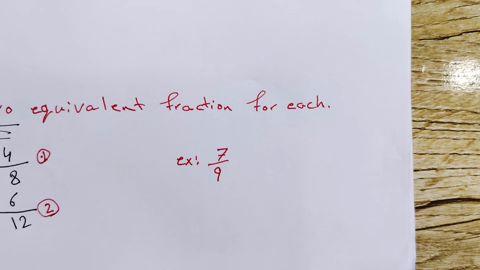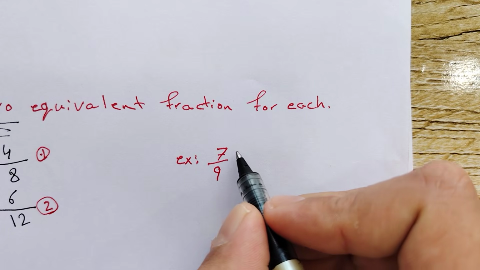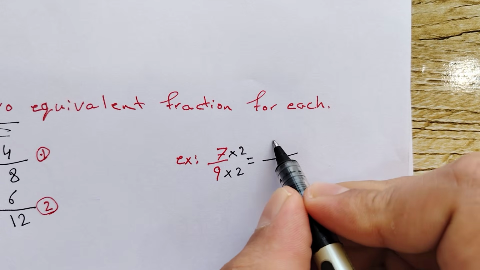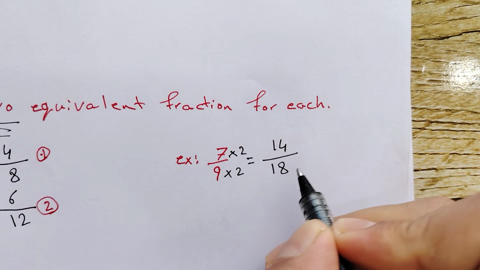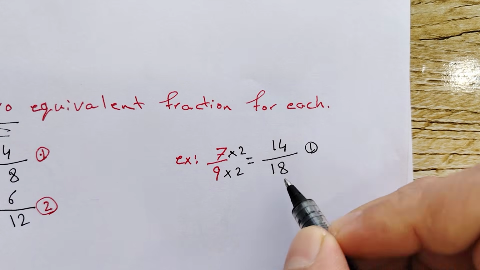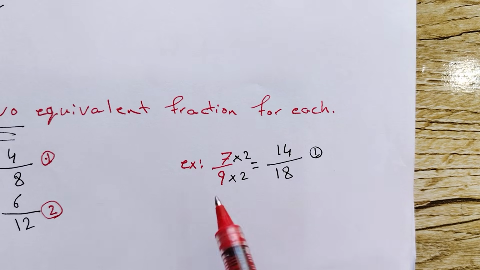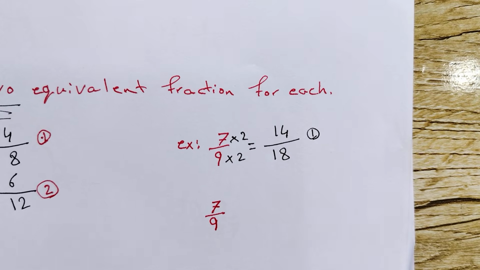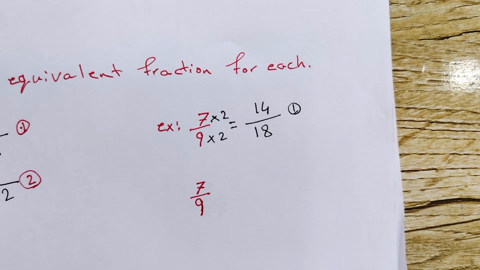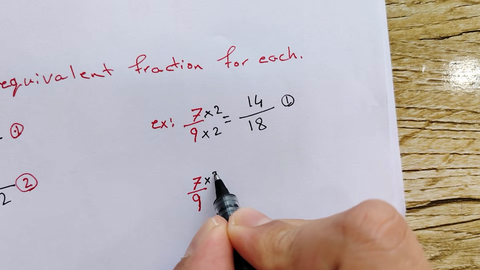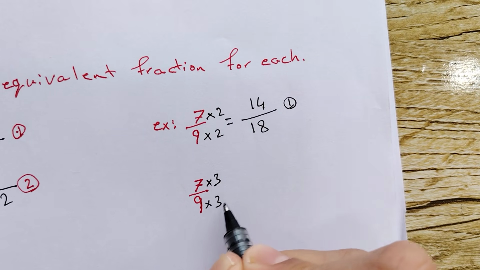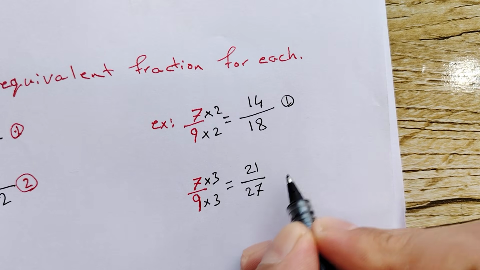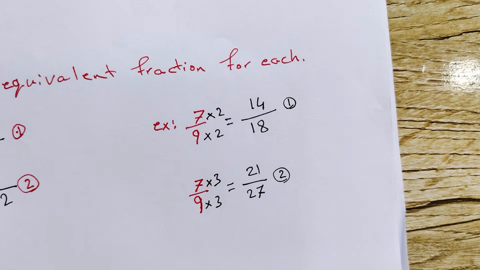Another example, 7 over 9. Say we multiplied by 2 first. It will be 14 over 18. This is the first one. For finding the second one, we will write the fraction again, 7 over 9. And this time, we will multiply it by 3. So it will be 7 times 3 and 9 times 3, which is 21 over 27. And this is the second equivalent fraction.